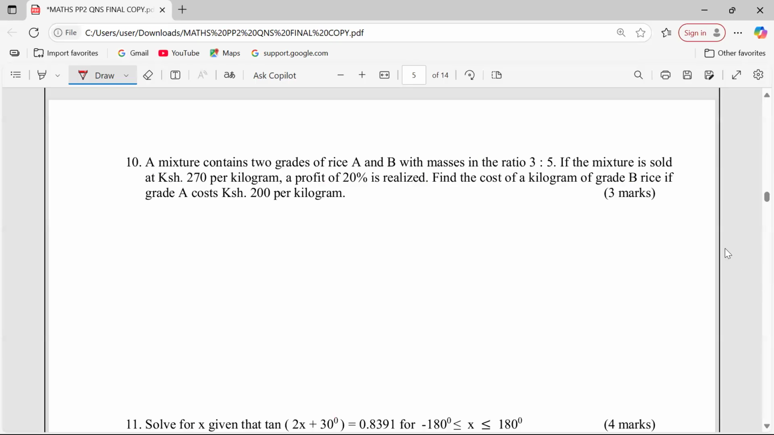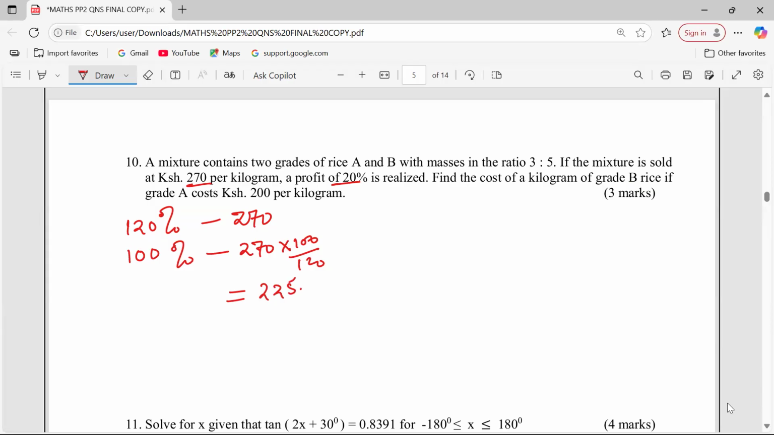So the idea here is to understand that with 270, we are making 20% profit. So 120% is represented by 270. What about the cost without a profit now? The cost of a kg of the mixture. You take 270 times 100 over 120. This is 225. So the mixture now costs 225.